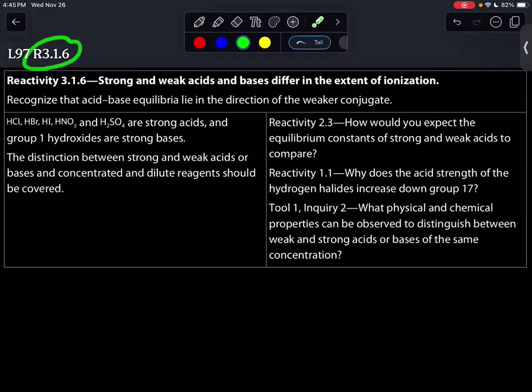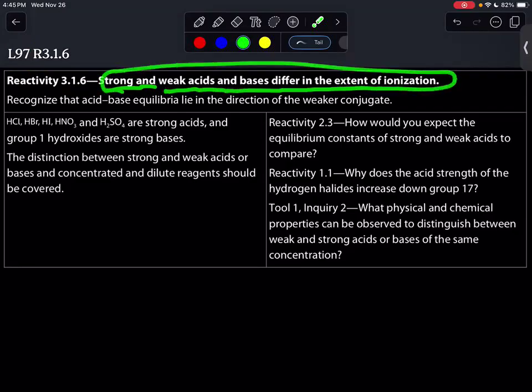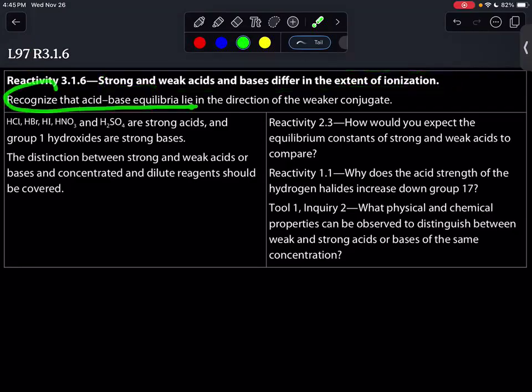Today we're going over reactivity 3.1.6. We're going to talk about strong and weak acids and bases and how they differ in the extent of ionization. We're going to recognize that acid-base equilibria lie in the direction of the weaker conjugate. We'll talk about what that means.